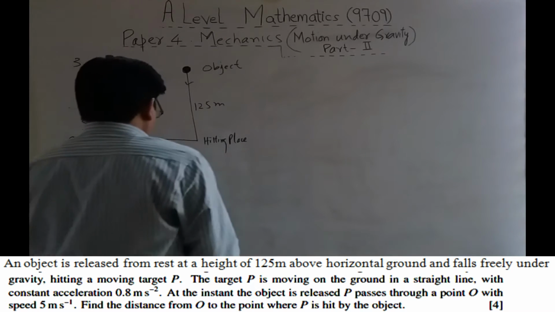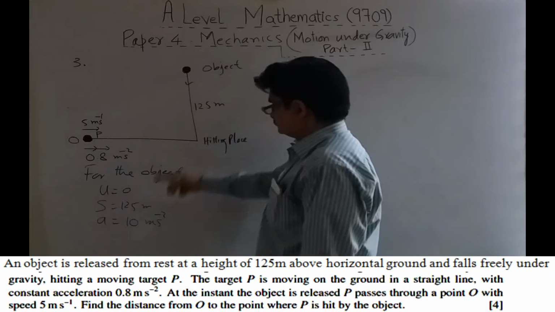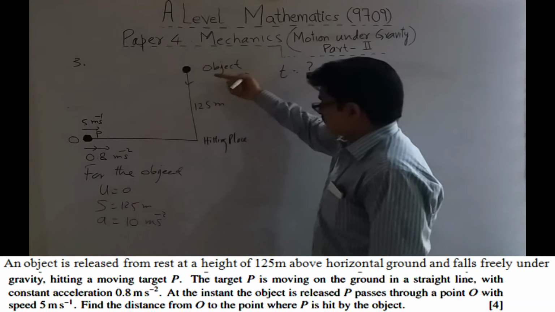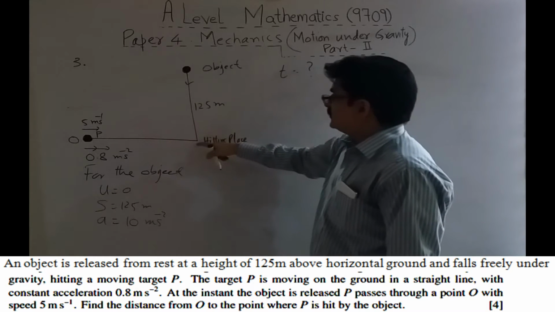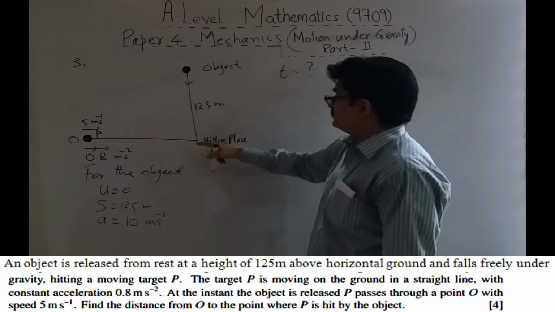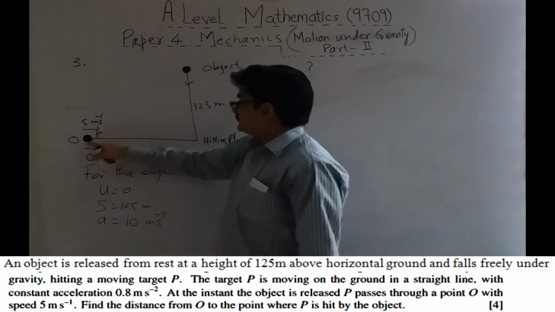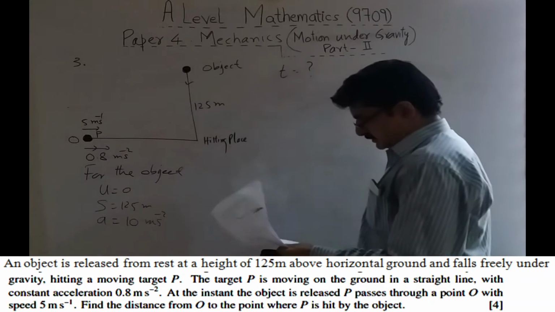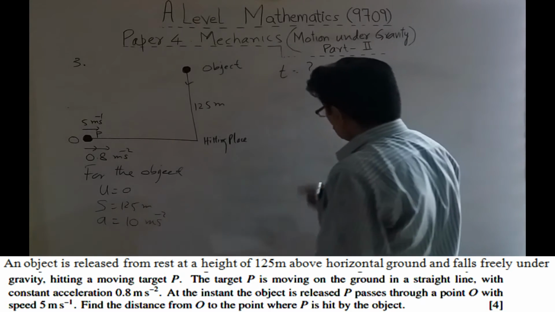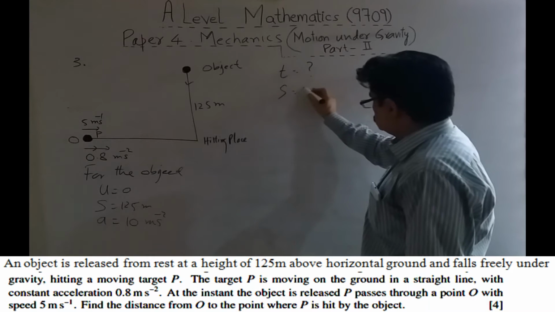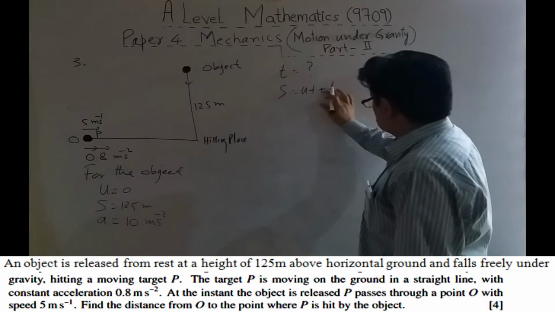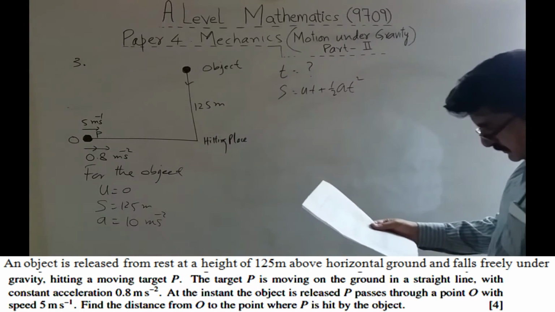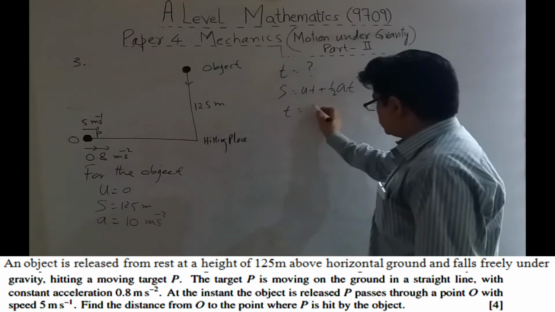square. So we can find time t from this data. We find this time because the time taken by the object to reach from this to this point should be the same as the time taken by this moving target from O to this hitting place. So s is equal to ut plus half at square. Putting the values, we'll get the value of time to be 5 seconds.